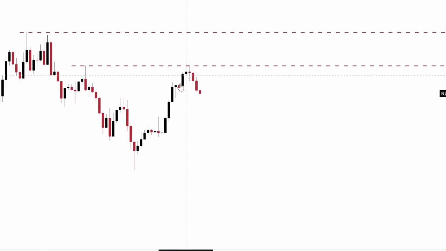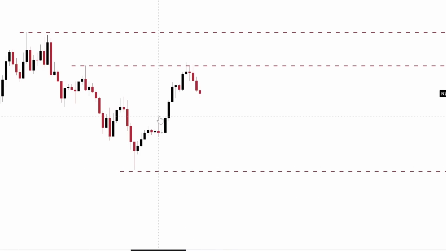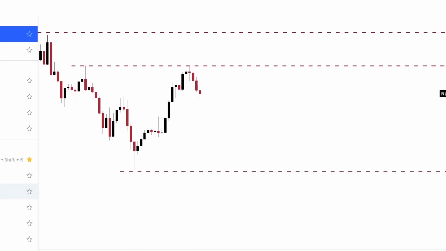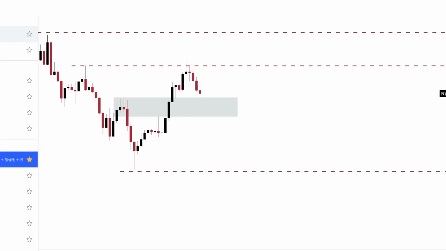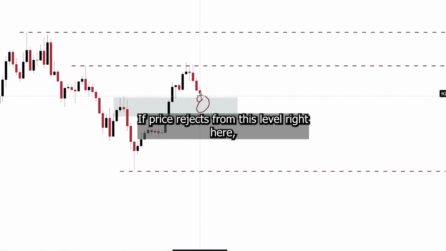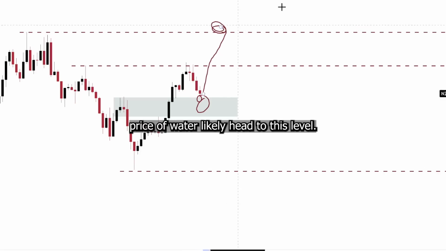Price took this level. Where can it head? It can come down right here. If it fails to come down here and finds internal liquidity as far as a rejection, so let's say this is your shelf right here. If price rejects from this level, where is the next level price is heading? If price rejects from this level right here, price will more than likely head to this level.